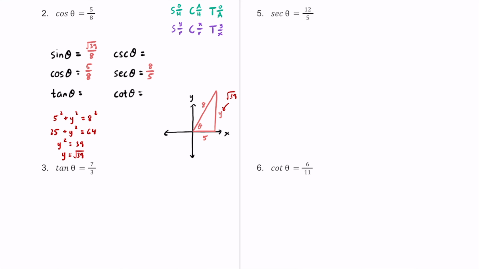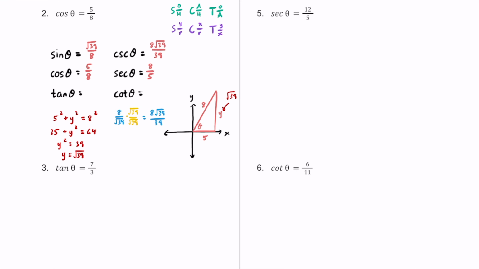And then if we want to go ahead and find cosecant, that's the reciprocal. So for that one, that's going to be 8 over root 39. And we can go ahead and rationalize that denominator by multiplying this by root 39 over root 39. And if we do that, then on top, we're going to have 8 root 39. And on bottom, we're just going to have a regular 39 here. Okay, so for cosecant, we're going to have 8 root 39 over 39.